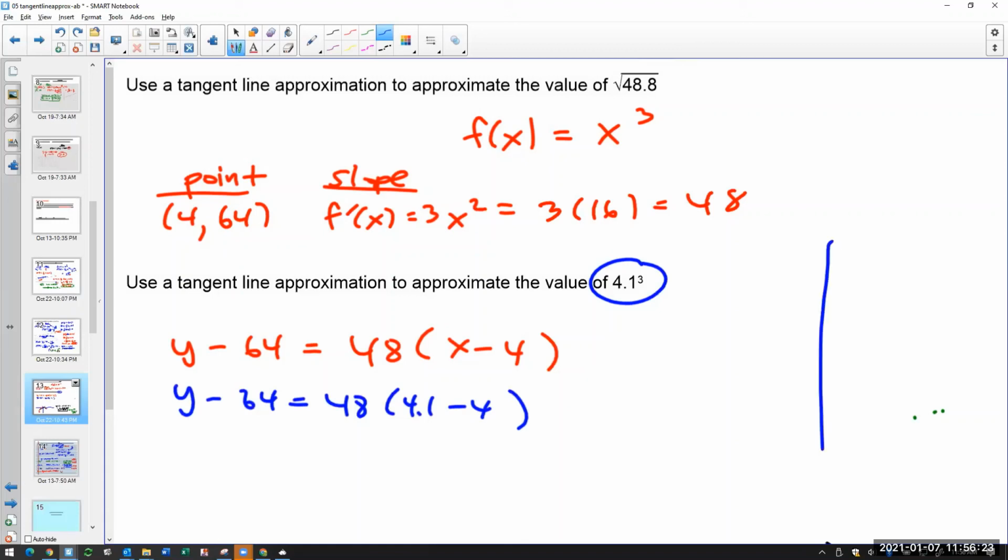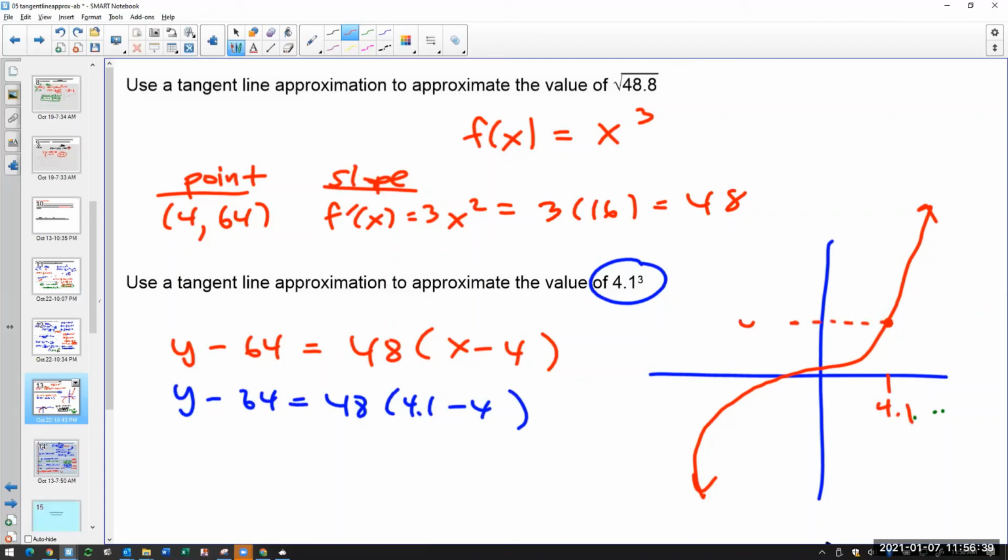Let me show you graphically what you just did. You just said that there's this function here called x cubed, and you want to know when you're at 4.1 what that value is. It's right here, but that value is really hard to get. So instead of going right there at 4.1, you back it up a little bit and you look at 4, and you draw a tangent line right at 4.